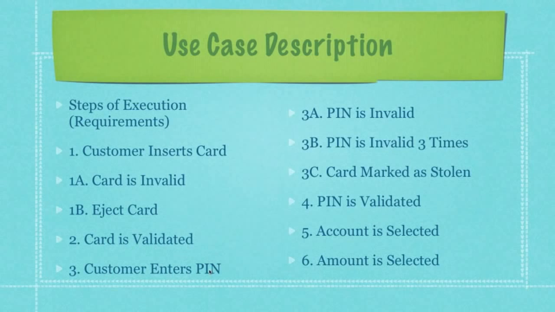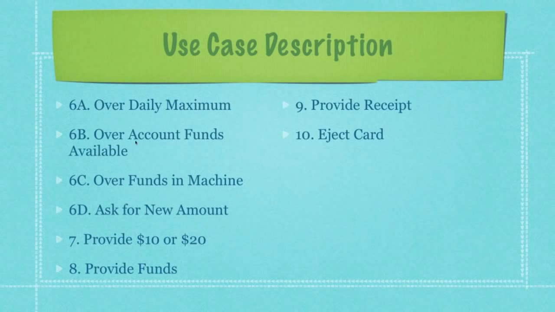Card is validated, customer enters PIN, however, PIN is invalid, or PIN is invalid 3 times, or card is marked as stolen. These are different things that could occur and mess up during stepping through the execution of my system. However, if the PIN is valid and the account is selected and the amount is selected, and they are not over their daily maximum or over the account funds that are available to them or over the funds available to the machine, we are then going to proceed through all of these additional steps. So that is a basic use case diagram as well as a basic use case description. As this tutorial continues, we're going to get more and more complicated.